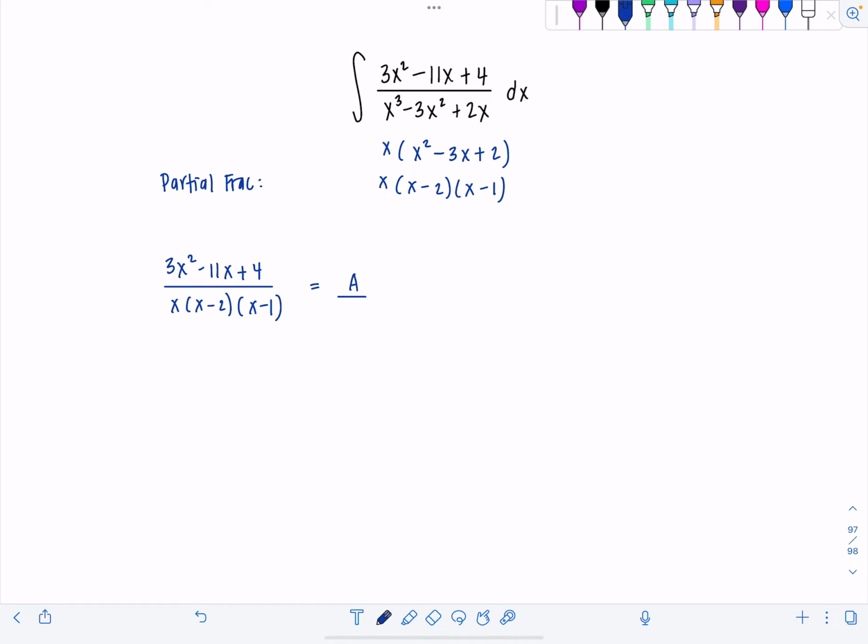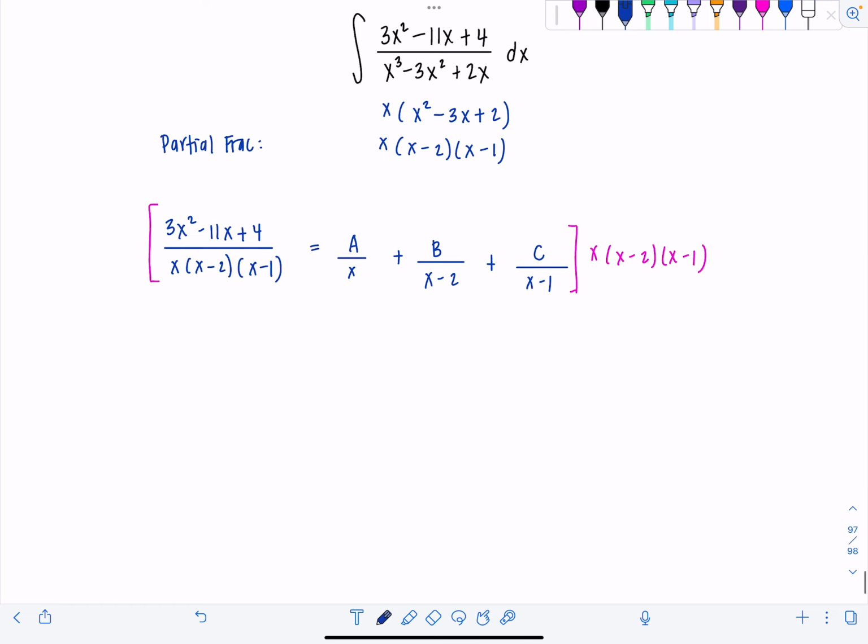So you'll have A over x, the order doesn't matter, plus B over (x minus 2) plus C over (x minus 1). All right, now our job is to find what A, B, and C are. So multiply through by the LCD, x times (x minus 2) times (x minus 1). And then now we have 3x squared minus 11x plus 4 equals A times (x minus 2)(x minus 1) plus B times x(x minus 1) plus C times x(x minus 2).